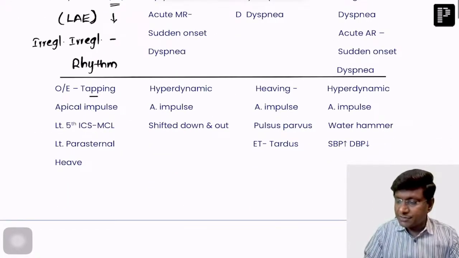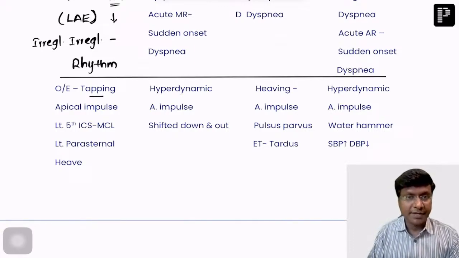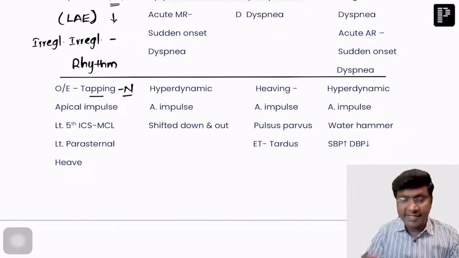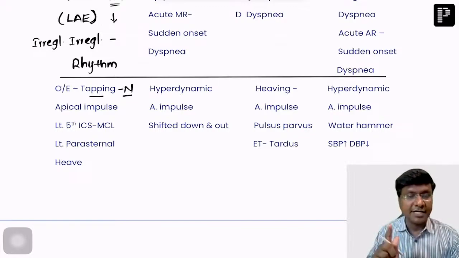On examination, patients with mitral stenosis will have a tapping type of apical impulse. Where do you feel for this tapping apical impulse? Even in a normal individual, it is a tapping type of apical impulse. Even in patients with mitral stenosis, it is a tapping type of apical impulse. What does that mean? It means that in patients with mitral stenosis, the left ventricle is not affected. So all the chambers get affected in mitral stenosis except the left ventricle. There will be left atrial enlargement.